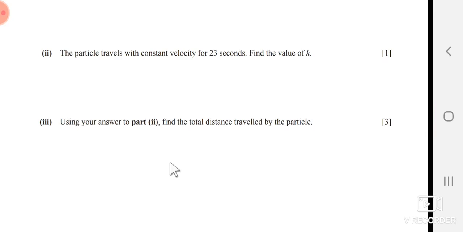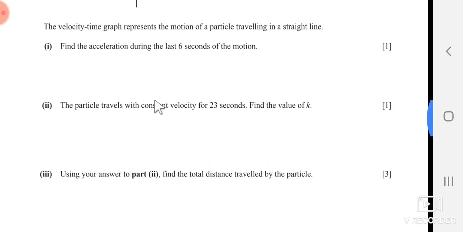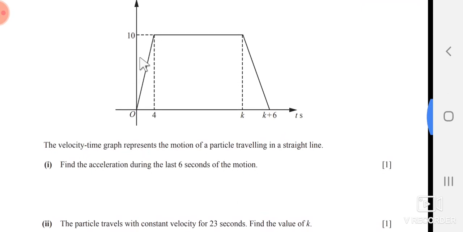Now he said, use your answer, find the total distance travelled by the particle. Now you see this is basically a trapezium. You can use the formula for the area of the trapezium, or the area of this triangle plus the area of this rectangle plus the area of this triangle, just add them all, because now you have the values of k and k + 6. So there is no issue, because in a speed diagram, area is equal to the distance travelled.